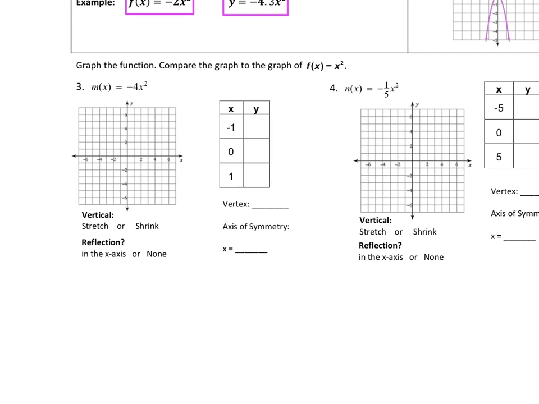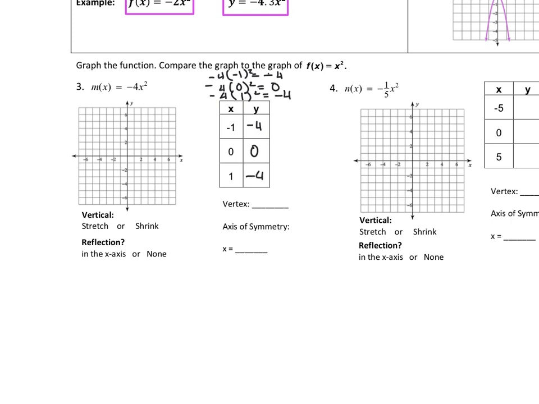So let's do some practice for this. If we are looking at the function m of x is equal to negative 4x squared, we can graph this. So the first thing we're going to do is plug in my values of x to find y. So negative 4 times negative 1 squared, which is negative 4. And then negative 4 times 0 squared, which is equal to 0. And then negative 4 times 1 squared, which is equal to negative 4.